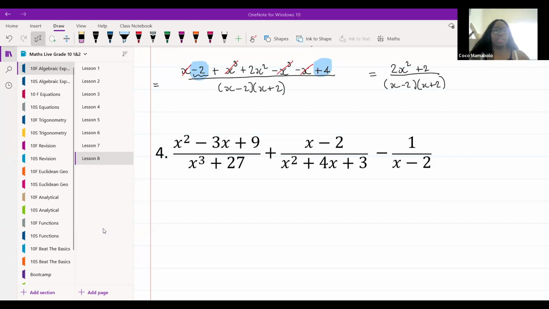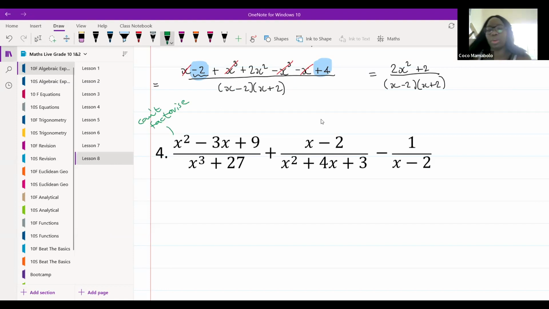Excellent work. All right, peeps. So shall we look at this question over here? Let's look at some of the factorizing that we need to do. Now, I don't know how many of you may have noticed, but this thing up top here does not factorize. It's unfactorizable. So we're going to leave it exactly the way it is.